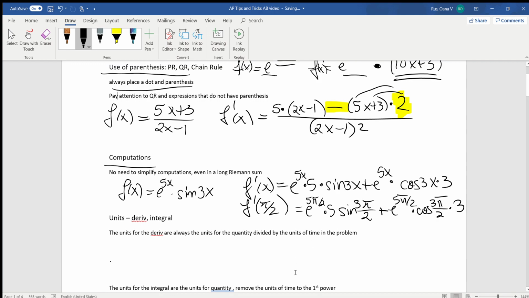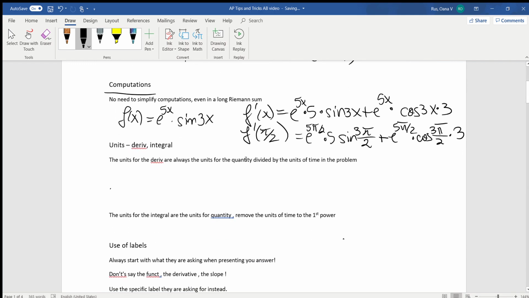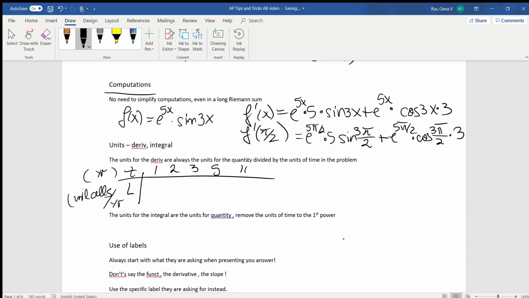Okay. Units. If you're doing units for derivatives, let's say you have a table of values, you have time versus some kind of density function. Time, let's say it's measured in years. And then let's say you have millions of cells per year. And then some function L in here, I say 1, 2, 3, let's say 5, 10, and 9, 10, 15, 20, 21, let's say.